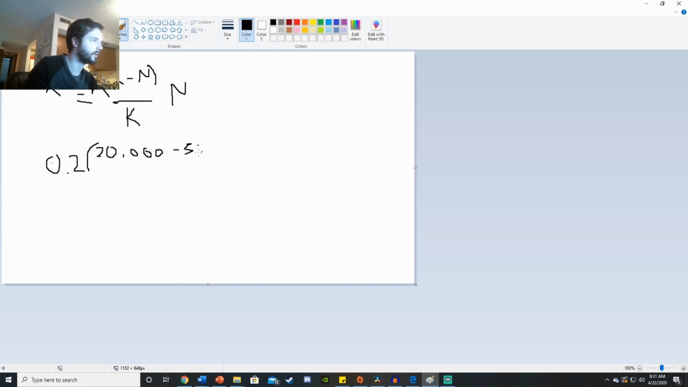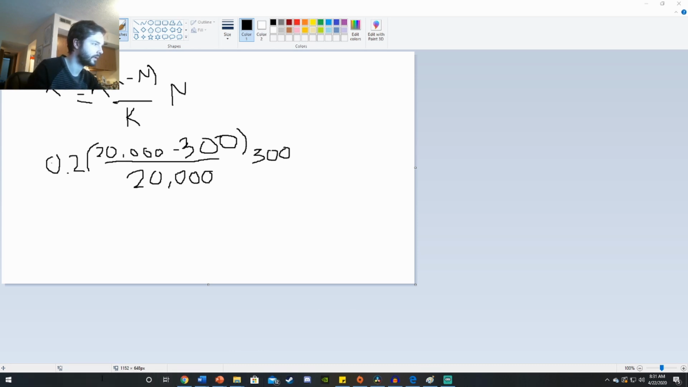I'm going to rewrite that. Can't write a 3 with a mouse. 300, all over the carrying capacity, multiplied by the current population size. Okay, so now what we can do is I can plug this into a calculator, if this will work.